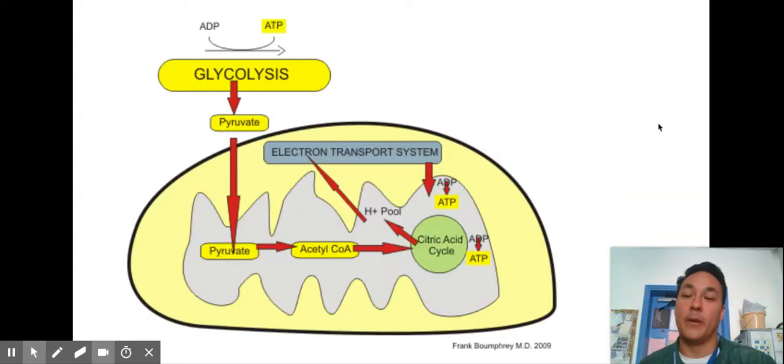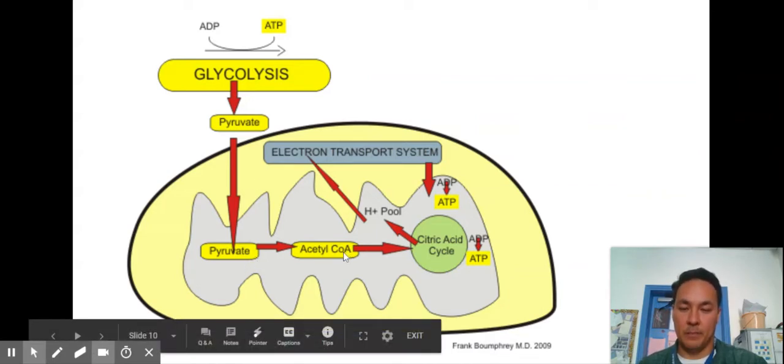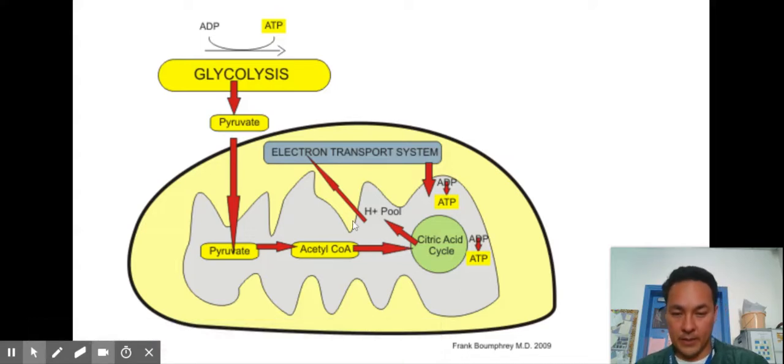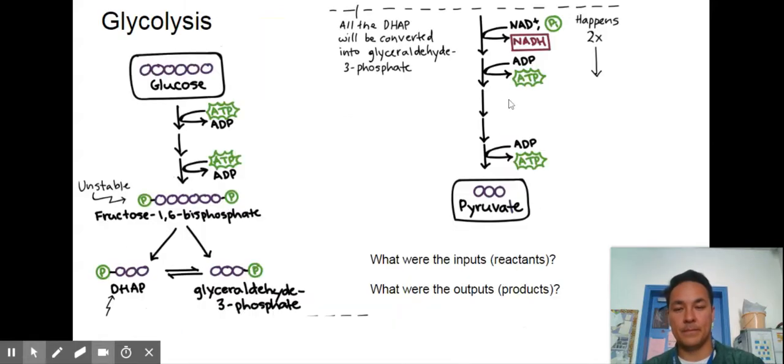Here's a big picture just to remind us. Glycolysis, we're going to split the sugar in half, the glucose. The pyruvate's going to enter into the matrix. It's going to undergo a series of reactions called the citric acid cycle to make lots of electron carriers. They're going to go to this inner membrane in the electron transport chain, where it's going to drop off the electrons. It's going to create a hydrogen proton gradient that will then diffuse through ATP synthase to make ATP.